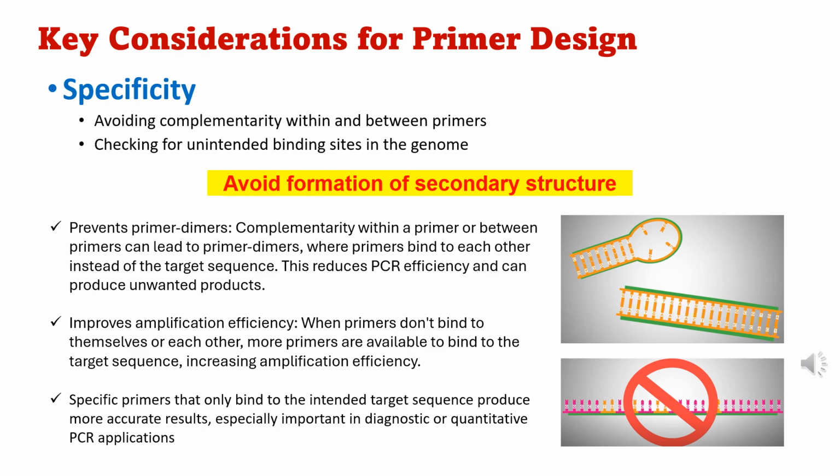Further, it reduces false positive results, because primers that bind to multiple sites in the genome can lead to false positives, which is particularly problematic in diagnostic tests or expression studies. And it enhances experimental reliability, because specific primers lead to more consistent and reproducible PCR results across different experiments and laboratories.